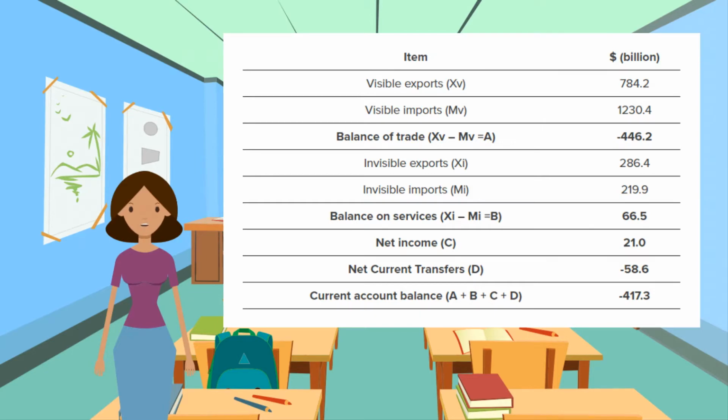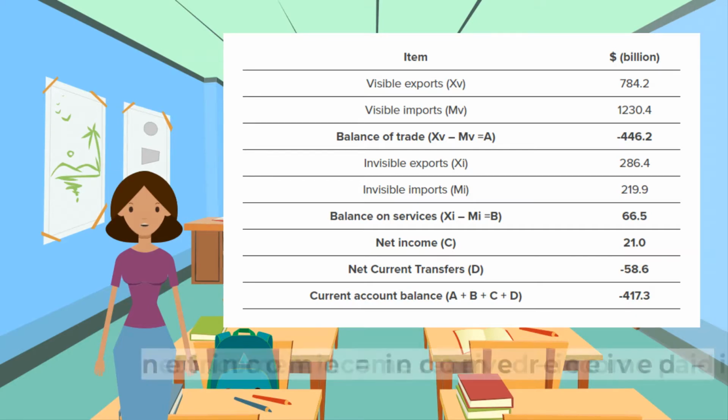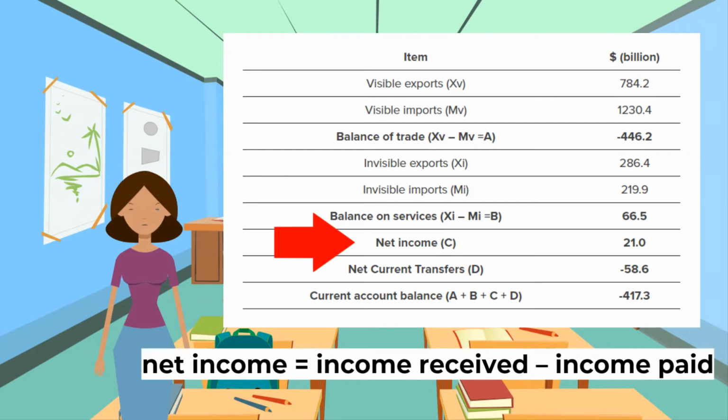First, income debits or outflows. These include wages paid to overseas residents working in the UK, interest, profits and dividends paid out to overseas residents and firms who have invested in the UK. Next, income credits or inflows. These include wages paid to UK residents working overseas, any interest, profits and dividends earned by UK residents and firms on investments they have in other countries. This gives us the rather simple equation of net income equals income received minus income paid.